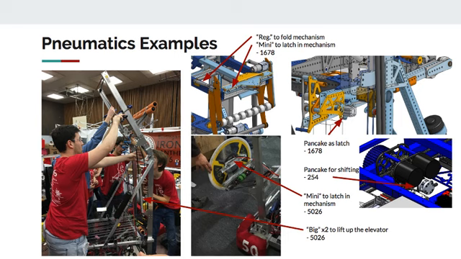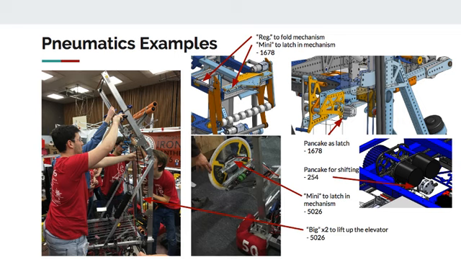On their climber, you can see one of the pancake cylinders holding it closed, and then at the end of the match, I don't think the springs or the surgical tubing is drawn in, but at the end of the match, you can flip the pancake cylinder in, and the legs just fly out of the back. So same, 254 also used the pancake cylinder here for shifting, another common use case.